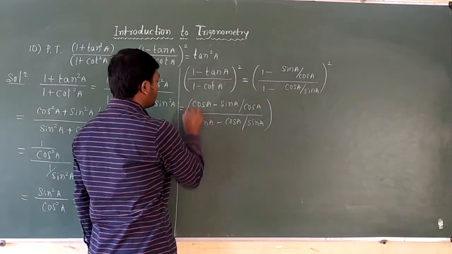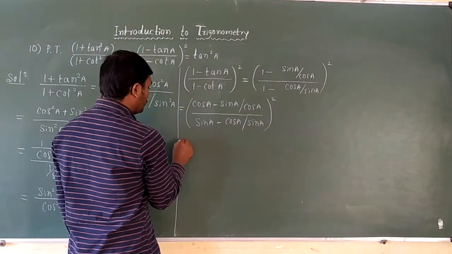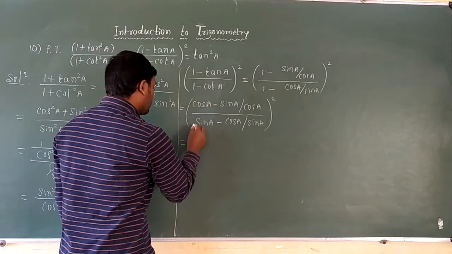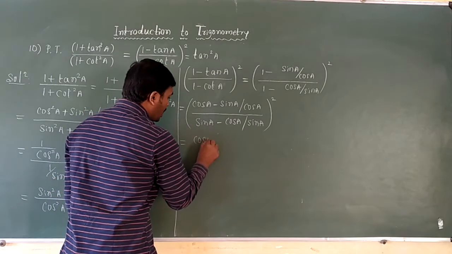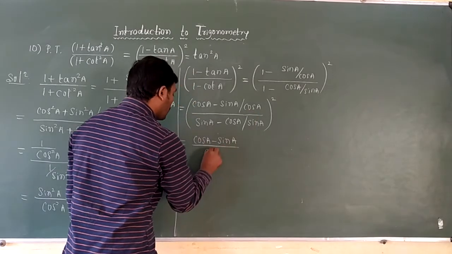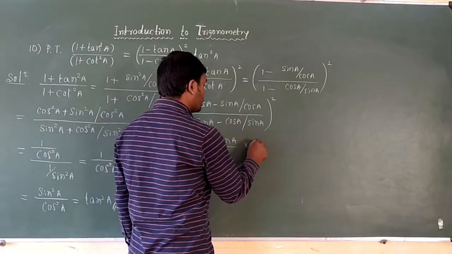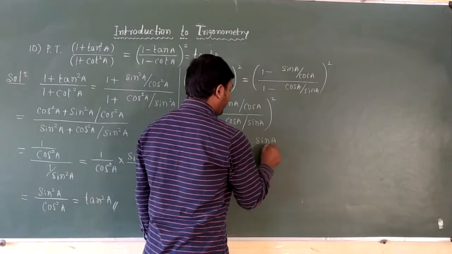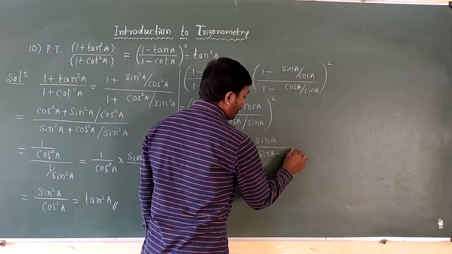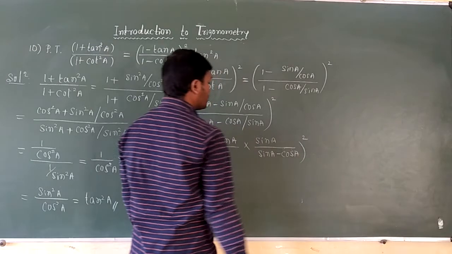Simplify this one again, children. This is equals to, if we simplify this one again, here it is sin a minus cos a, or we will write numerator as it is, that is cos a minus sin a, divided by cos a. If we convert it into multiplication, then it becomes sin a divided by sin a minus cos a, sin a minus cos a whole square. Again keep the square as it is, whole square.